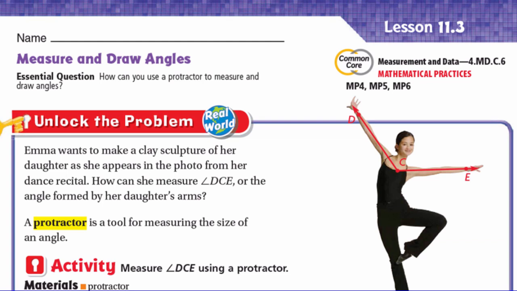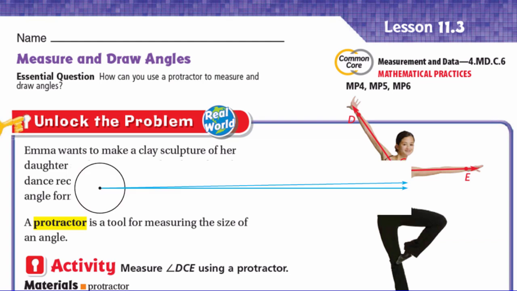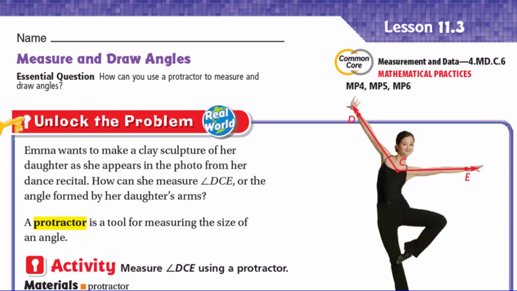We studied degrees before, and we said that if we divide a circle into 360 equal parts, each small part, which is 1 over 360 of the circle, is called a degree. This is the unit of measuring angles. In today's lesson, we will learn how to measure an angle in degrees and how to draw it if we know its measure in degrees. So let's unlock the problem.